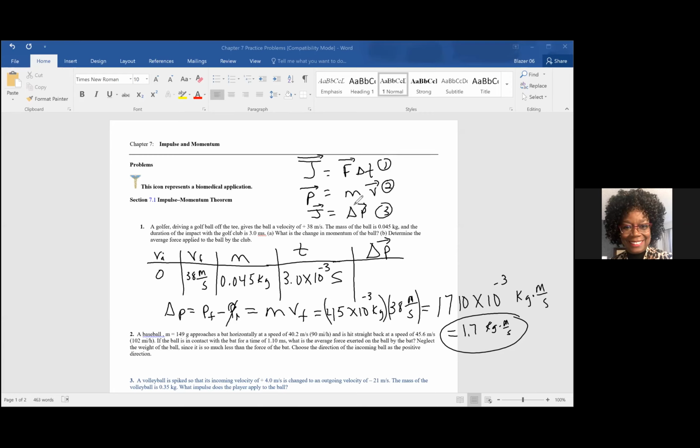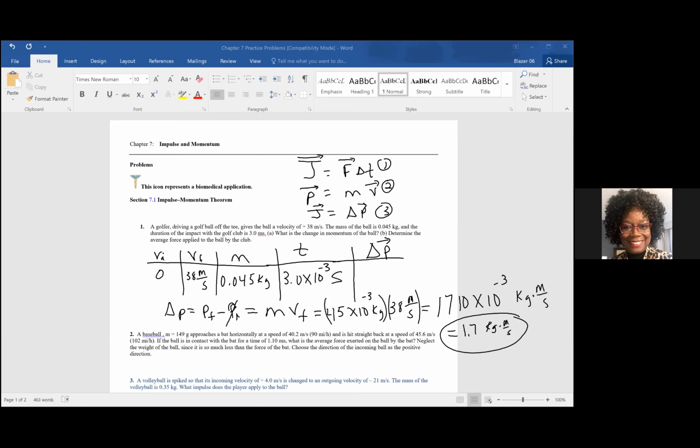Okay, class. What am I going to do to find the average force? Which equation am I going to solve to find the average force? 1, 2, or 3? No answers? Okay, number 1.